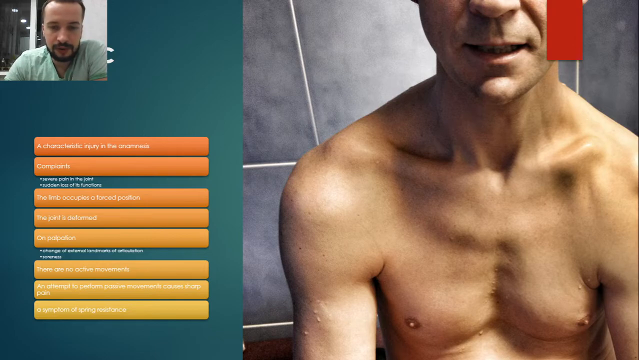The limb, depending on the dislocated segment, occupies a forced position. It's very important to remember about forced position. The joint is deformed. Palpation reveals a change in the external landmarks of the articulation. Soreness. There are no active movements in the joint, and attempting to perform passive movements causes sharp pain.